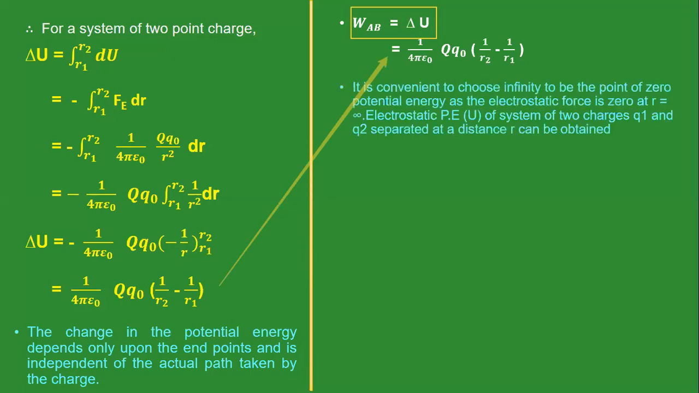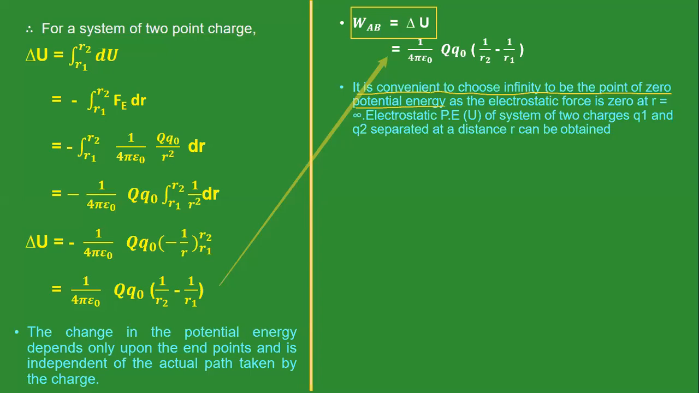It is convenient to choose infinity to be the point of zero potential energy. It means at infinity we are considering zero potential energy, as the electrostatic force is zero at distance infinity. Why are we considering this as zero? Because the distance is infinity, so the potential energy is zero.